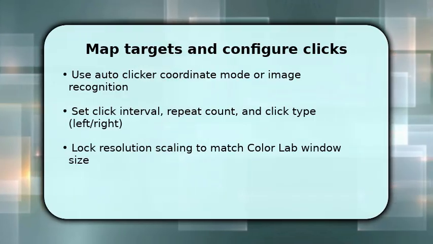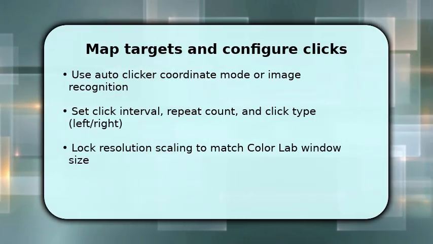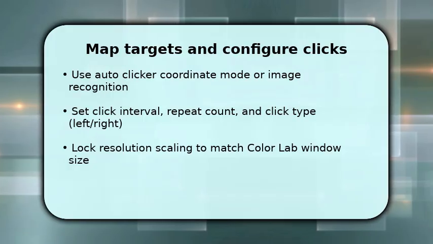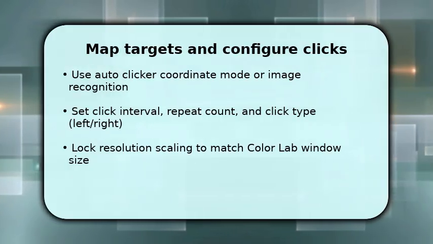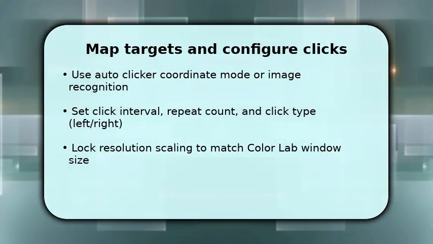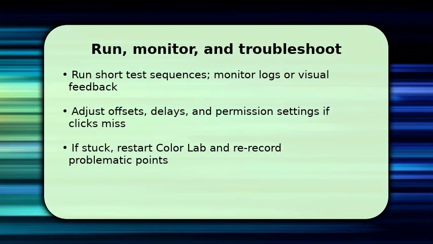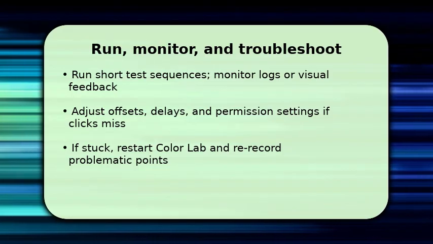Once mapped, lock the resolution and test each mapped point in isolation. Finally, execute a controlled run and monitor how Color Lab responds so you catch misfires early. If clicks miss, increase delay slightly and re-record that region. Timing and small coordinate shifts usually fix issues.